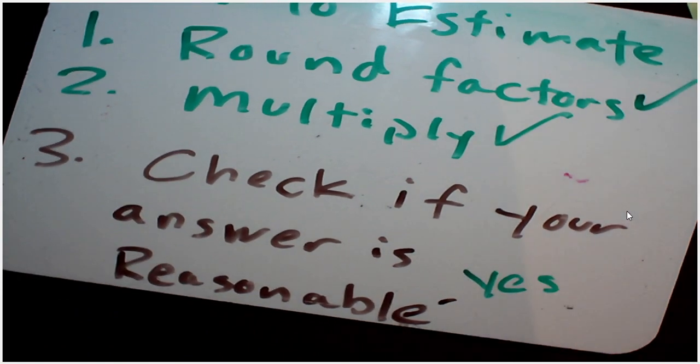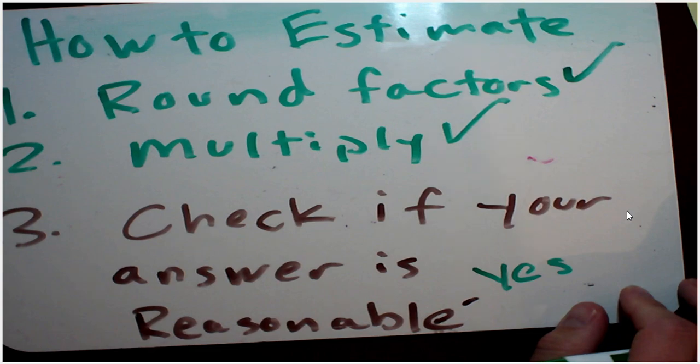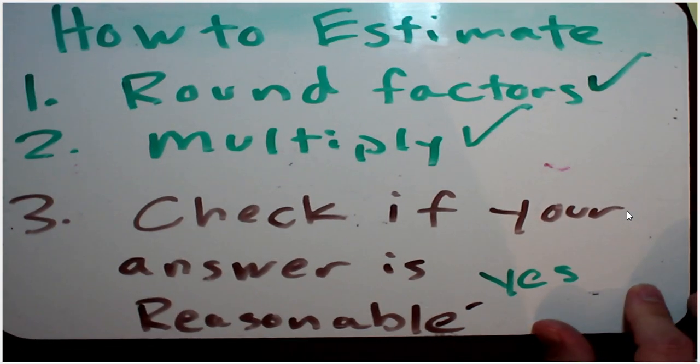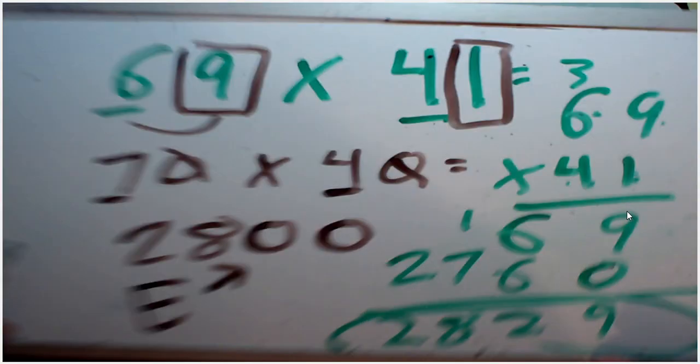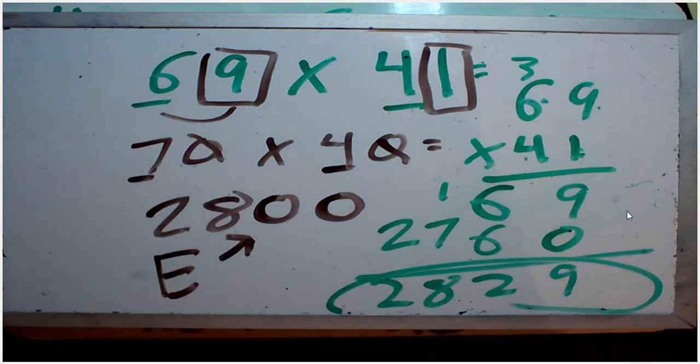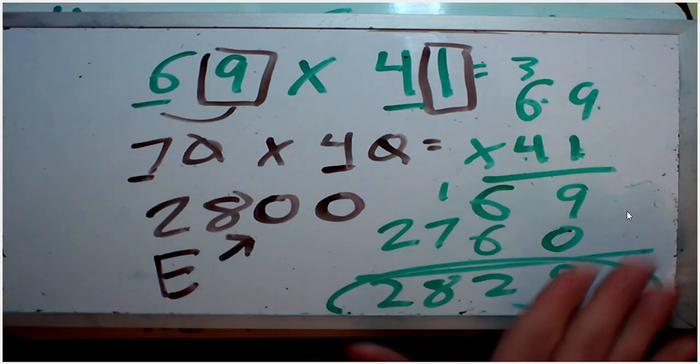So that's the other third step to make this lesson just a little bit more challenging, but you guys are capable of doing that. So remember, you're rounding the factors first, multiplying, then checking if your answer is reasonable, and they do that only for a few of the problems in this lesson. So let's try one together now.